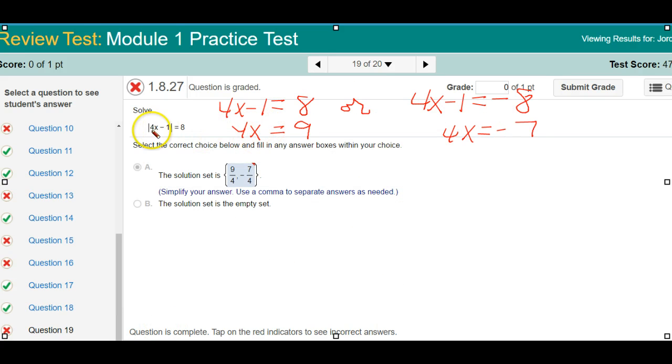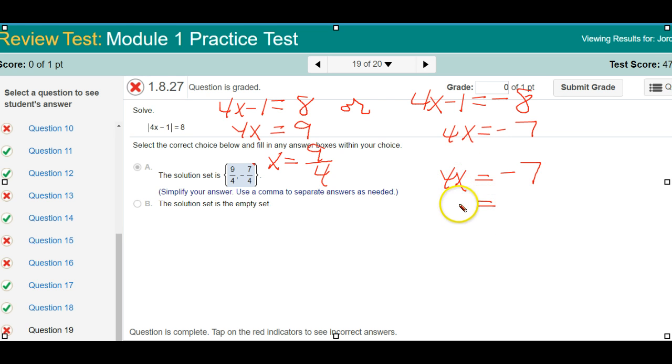So the strategy for absolute values is write this just without the absolute signs, or the absolute sign on this side, but on the right side, you say it could have been an opposite sign, negative 8. So here we solve it. Transpose the negative 1, becomes 9, divide by 4, x equals 9/4 here.